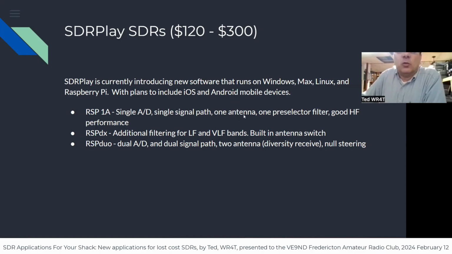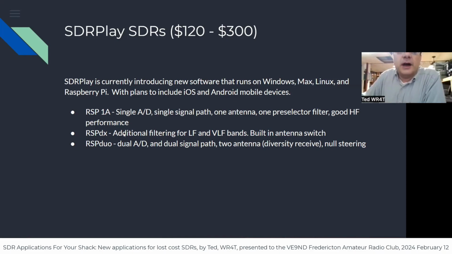It receives on one antenna at a time. I think it only has one antenna input. There's only one set of filters, and it has very good HF performance. The model I'm going to be talking about today is the RSP-DX. It has some additional filtering for the low frequency and VLF bands.